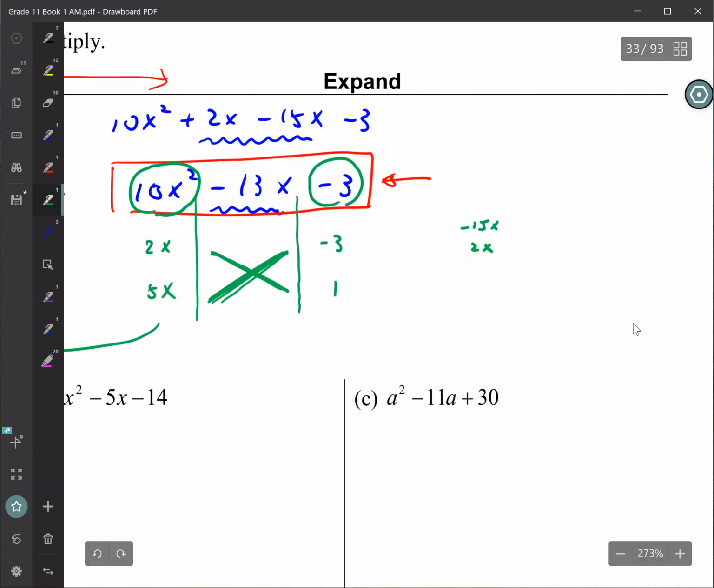So you want to see if they combine together to match the middle one. -15 plus 2 gives you -13. We are so lucky, we got it on the first try. If it doesn't match, you can either swap the numbers, try 1 and -3, or if it's something really close, you can swap the numbers or change the sign.